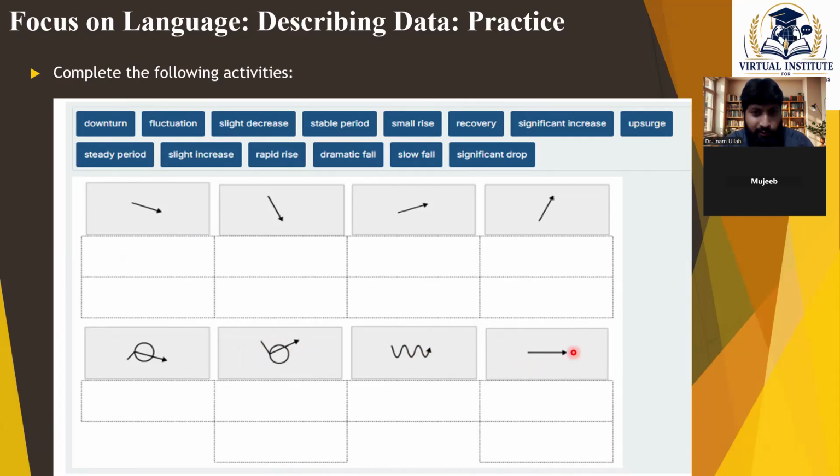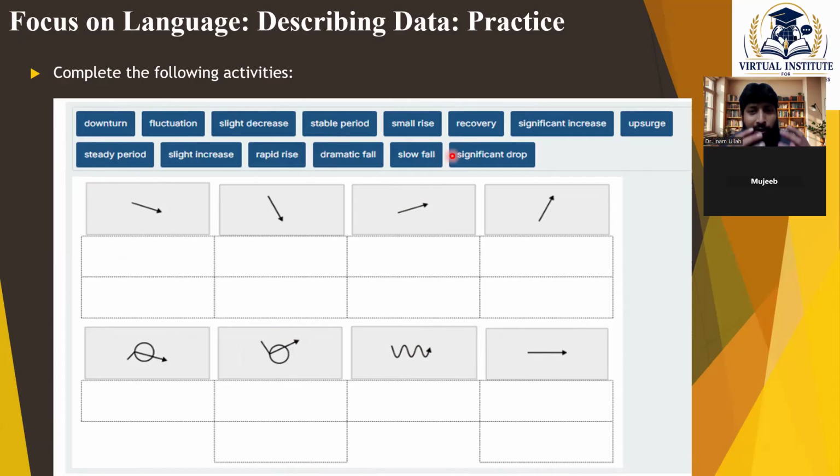When something is moving in the same direction, we call it a steady period. Steady period. Yes. Or stable period. Both of them are the right options. Is it clear? Yes, sir. Okay. Let's move to the next. I hope you have learned these words, right?